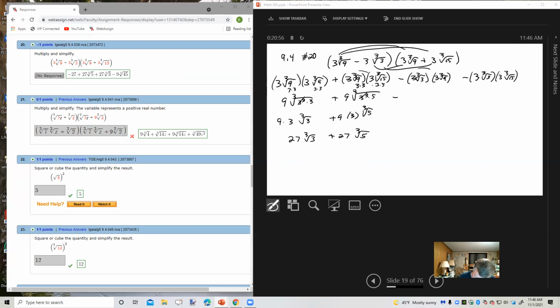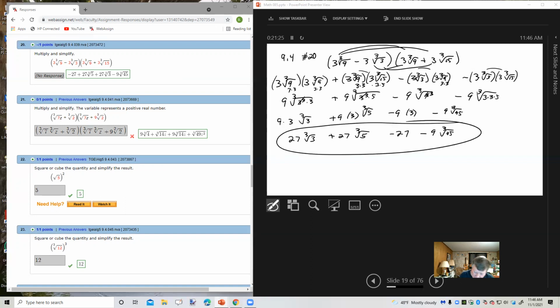And then here, minus 9 cube root of 3, and then 9 is 3 times 3, so that's 3 cubed. So we get minus 9 times 3, or minus 27. And finally here, minus 9, and then we've got the cube root of 3 times 3 times 5, so just minus 9 cube roots of 45. And there's your final answer.